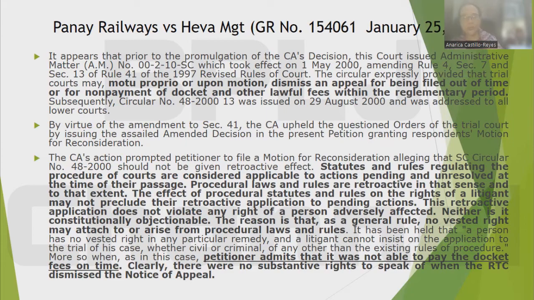The effect of procedural statutes and rules on the rights of a litigant may not preclude their retroactive application to pending actions. This retroactive application does not violate any right of a person adversely affected. Neither is it constitutionally objectionable. The reason is that, as a general rule, no vested right may attach to or arise from procedural rules. However, in this case, petitioner admits that it was not able to pay the docket fee on time. Clearly, there was no substantive right to speak of when the RTC dismissed the notice of appeal.